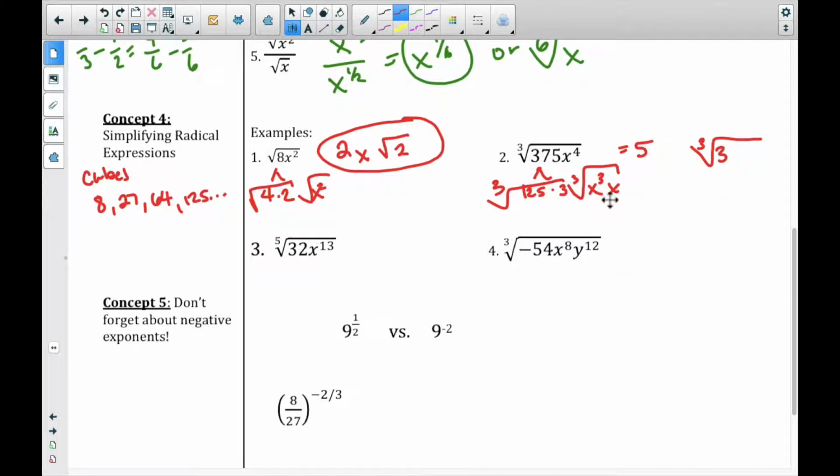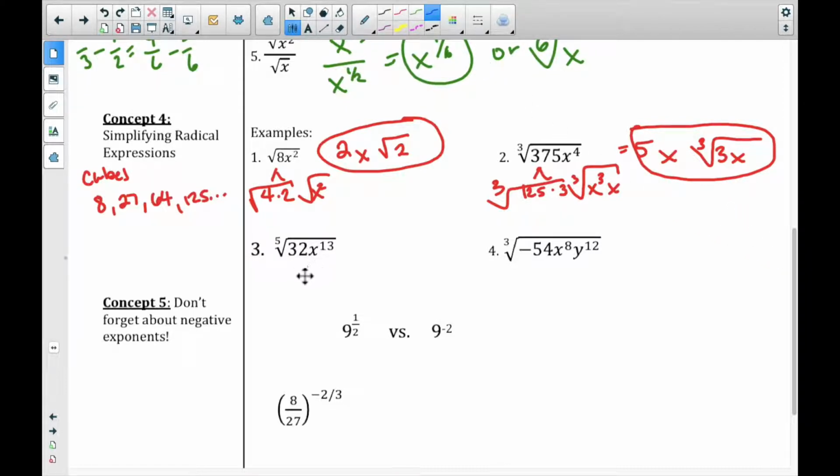The cube root of x to the third is x, because 3 over 3 is 1. And then this x gets stuck inside. So my answer is 5x times the cube root of 3x.